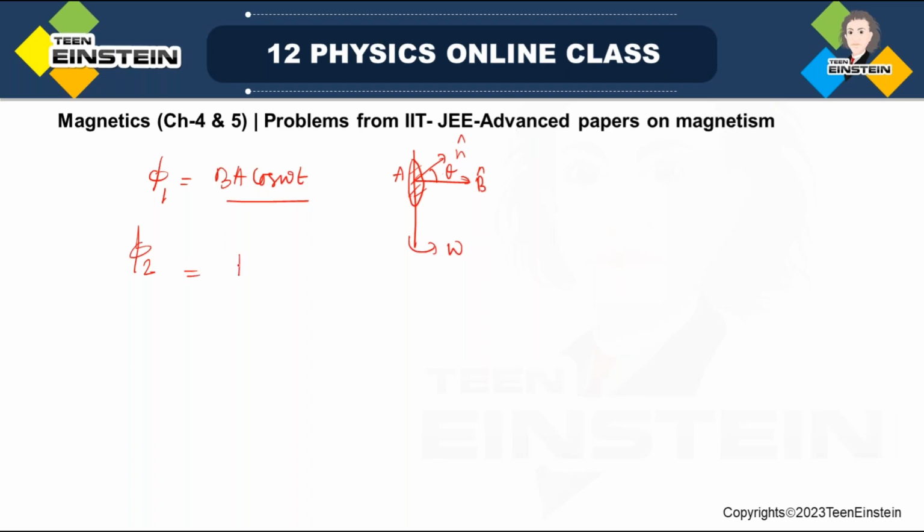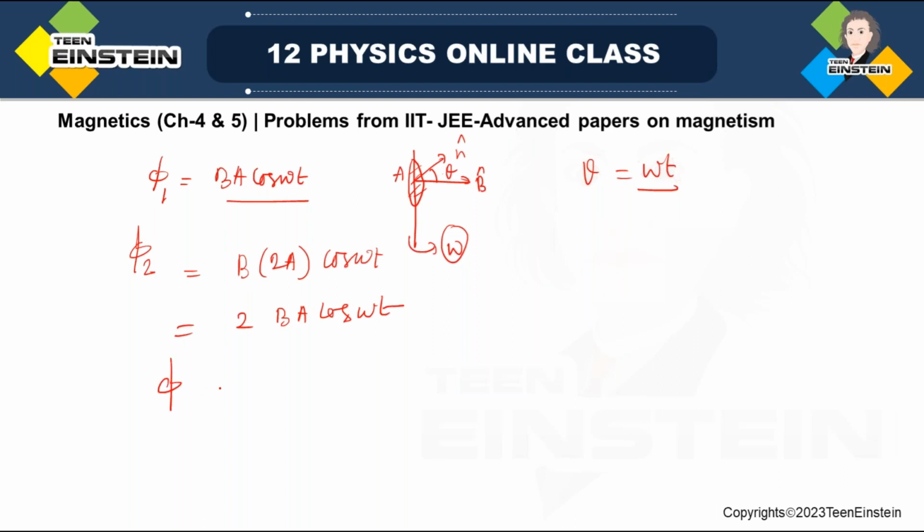So phi 2 will be BA. It is 2A, just 2A and cos omega t, because both are moving along the same direction and with the same velocity, about the same axis of rotation. So this is the flux. So 2BA cos of omega t, right? 2BA cos of omega t.